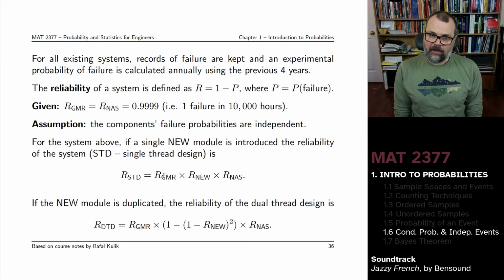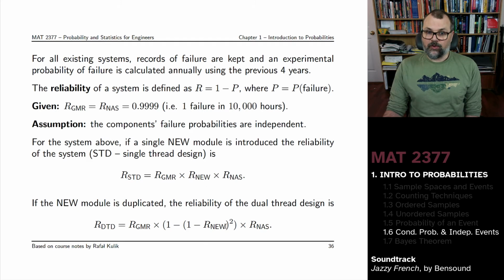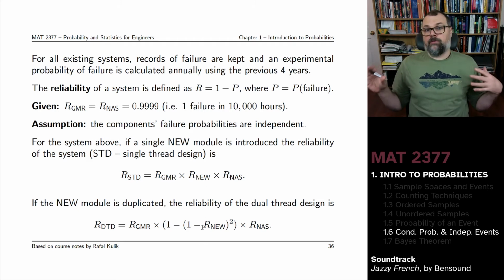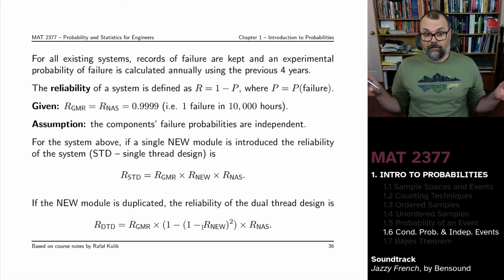If, on the other hand, you duplicate the new module that you're adding, then the reliability of the dual thread would be the reliability of the GMR times the reliability of the NAS. That hasn't changed, but now you need to compute the reliability of the new system, and you're going to have a failure if both of the duplicates fail.